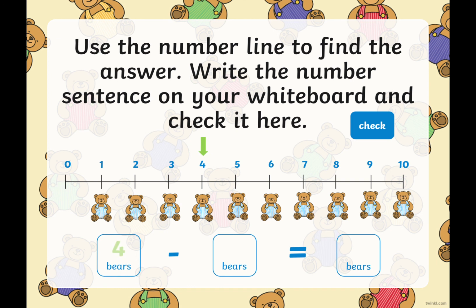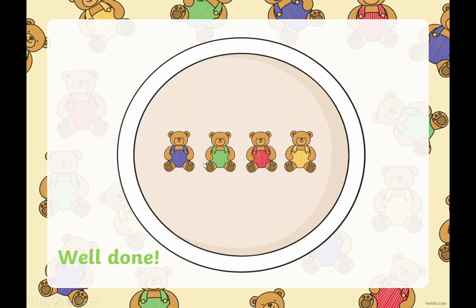Let's check your answer. We've got 4, this is our number sentence. 4 subtract 0 equals 4. Because we had 4, but then we aren't taking any away, which means that we stay at 4. We don't do any jumps. We'll just sort of jump on the spot there.